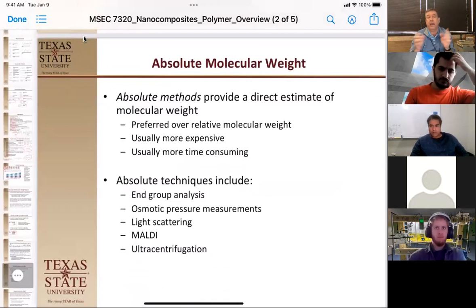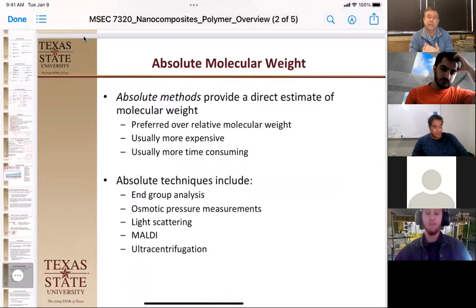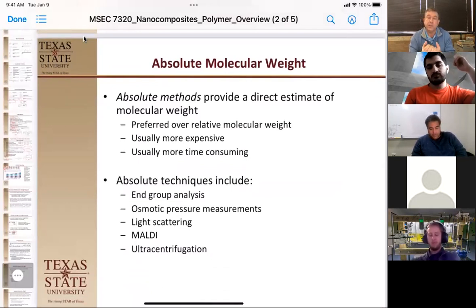An absolute molecular weight is where you actually determine the exact molecular weight of individual molecules, and then you have the absolute number. This has to be done by a colligative method, which means it doesn't matter what your sample size or your process is. The number it gives you is going to be exactly the same every time. The techniques we use for this tend to be very expensive and very time consuming.